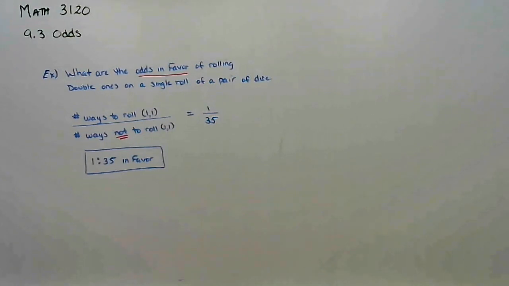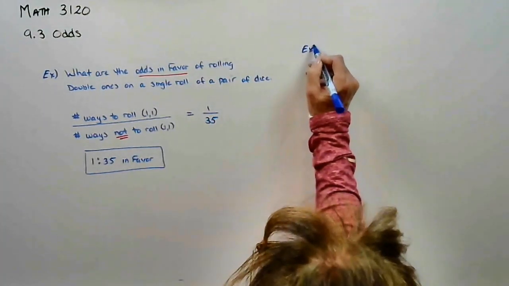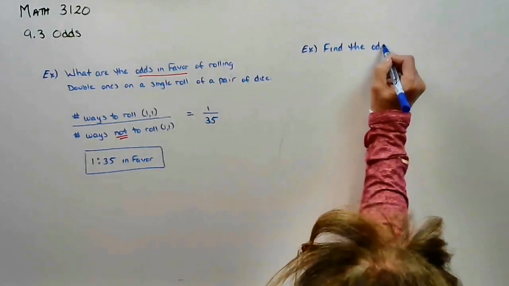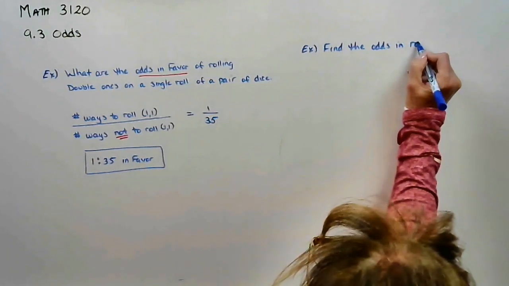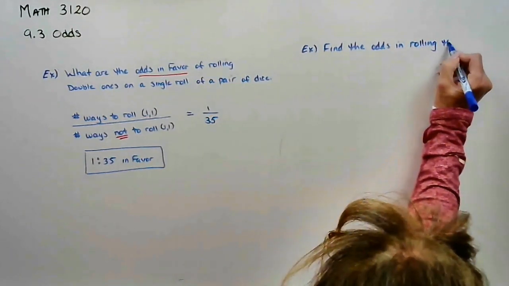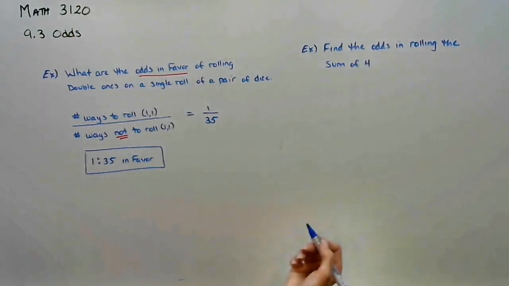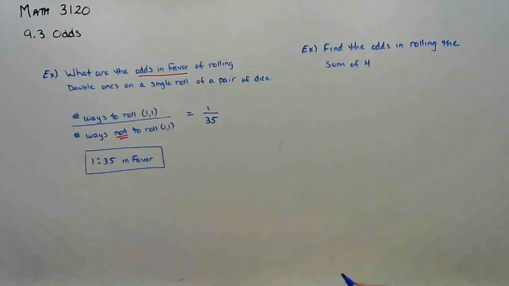Okay. So you kind of have the idea. The last example, let's take a look at, you're going to roll 2 dice again. Let's find the odds in favor of rolling the sum of 4 on a single roll of a pair of dice.